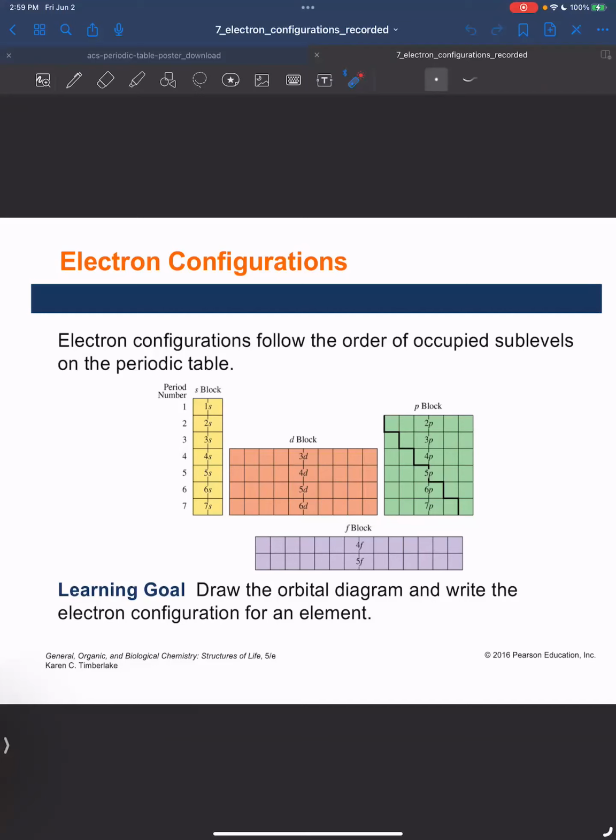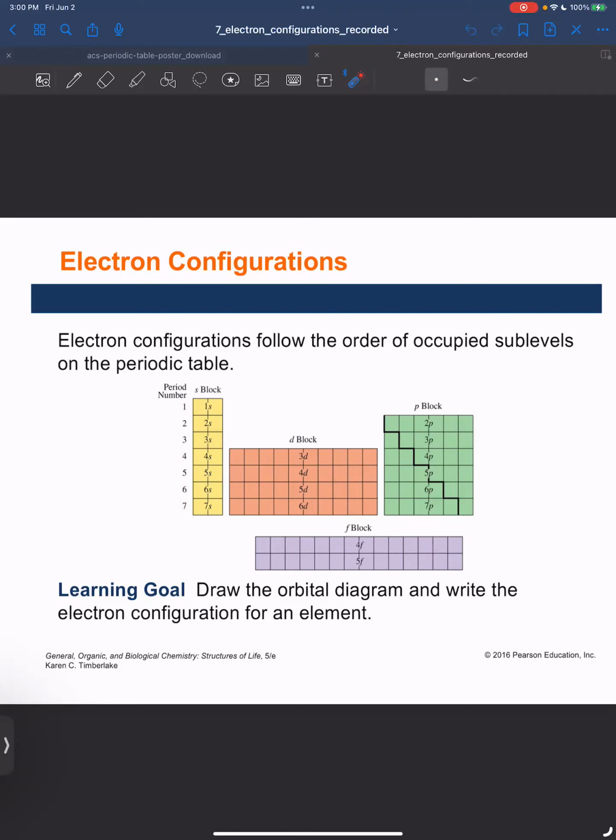Hi everyone, welcome back. The learning goal for this video is to be able to draw the orbital diagram and write the electron configuration for an element. In the previous video, we learned about sublevels: S, P, D, and F. We learned how the period number tells us the principal quantum number n, that n equals 1 is lower in energy, and as we increase, we get higher in energy.